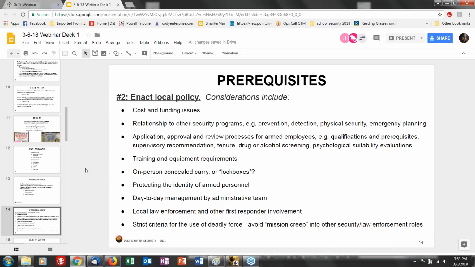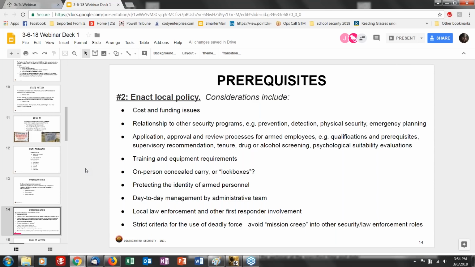Then you have to establish an application approval and review process for your armed employees. That would include setting qualifications and prerequisites, how to take account of supervisory recommendations, tenure in the position, the possibility of drug or alcohol screening or psychological suitability evaluations. Policy will have to address training and equipment requirements. We'll talk about that in considerable detail a little later.